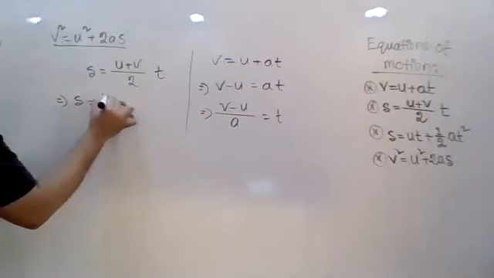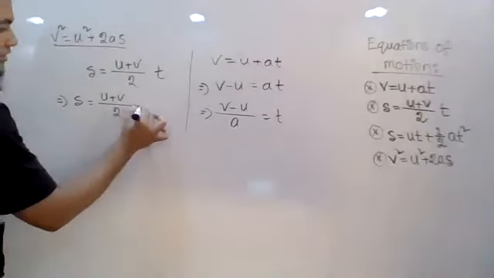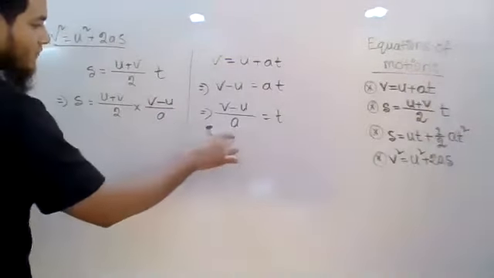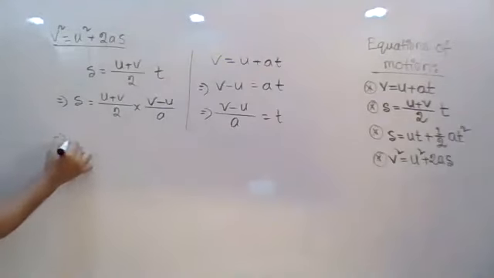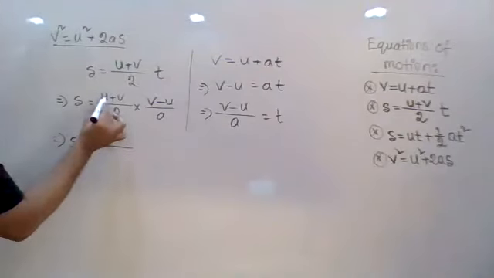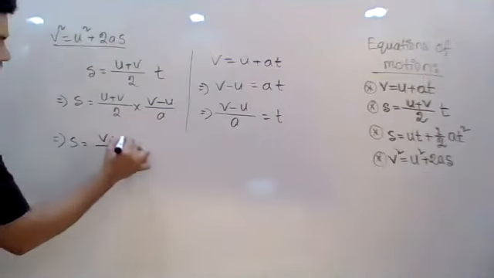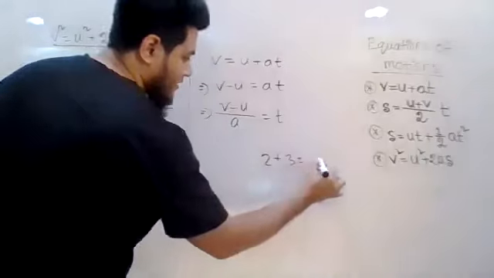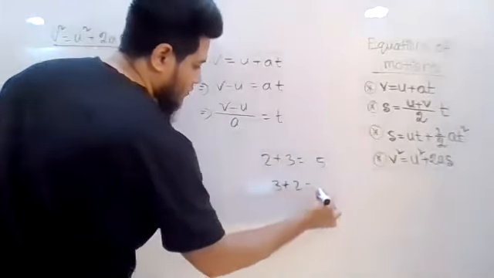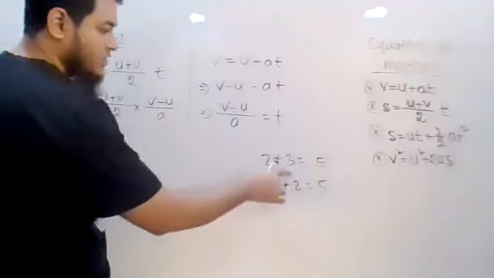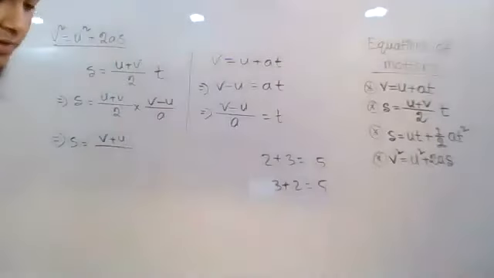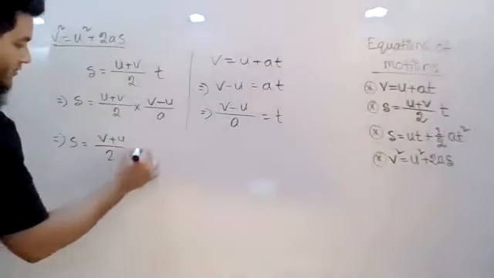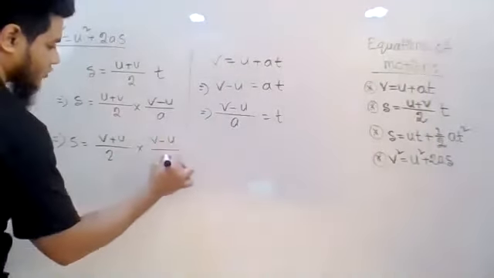s is equal to u plus v divided by 2 into, here t will be replaced by v minus u by a from this equation, okay? Now I will rewrite u plus v as v plus u. Is there any problem? 2 plus 3 is 5, and 3 plus 2 is still 5, right? So u plus v or v plus u, it doesn't make any difference. It's mathematically correct. So why will I write it in this way? Inshallah, I will show you.